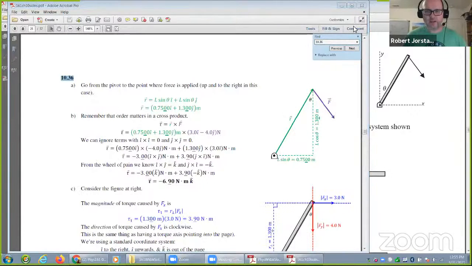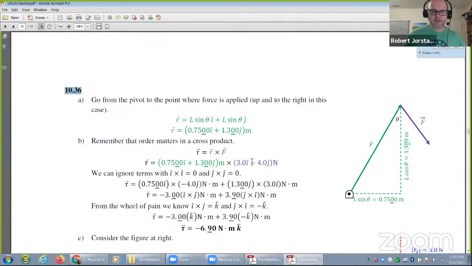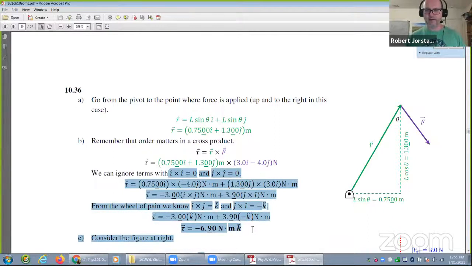And Zoom is blocking everything here. All right, so there it is. So there's the R vector. You just get the L sine theta. Oh, shouldn't that be cosine? Cut and paste error there. So what is this? 10.36. Sorry about that. I'm sure that makes sense what to do there. Okay, so now here's the force. Here's the wheel of pain, and you get it all worked out.